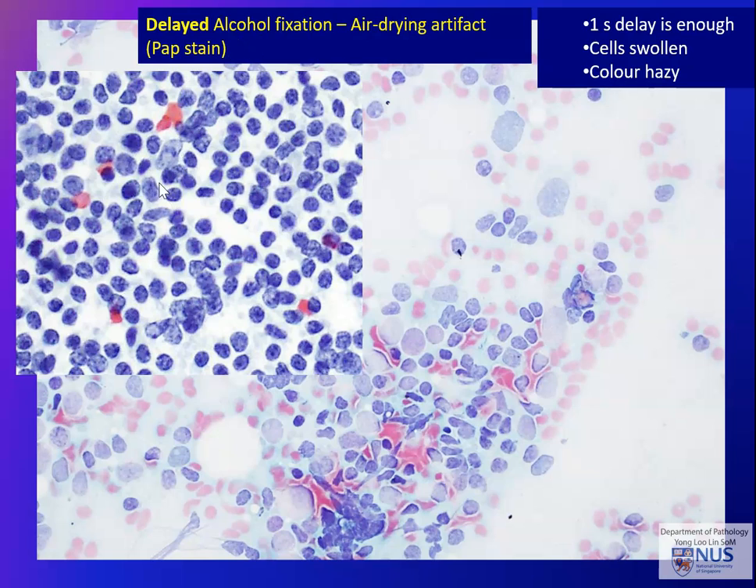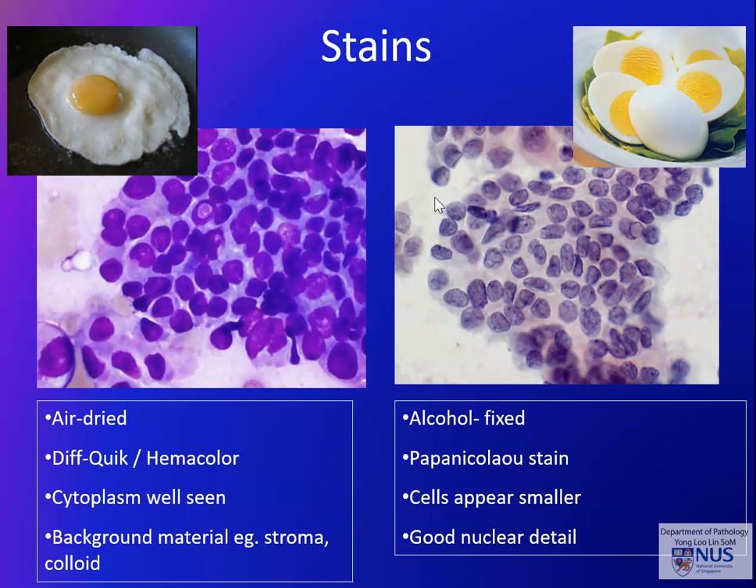Again, this is an alcohol-fixed smear with Papanicolaou stain, and we can see the nuclear chromatin very crisply preserved here. So it is advisable to fix these smears immediately in alcohol without delay. Now, I just want to quickly mention the two different stains that we do.